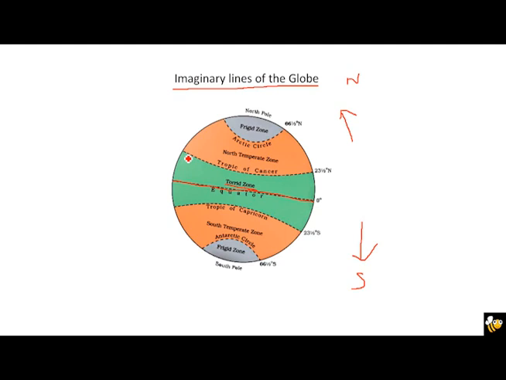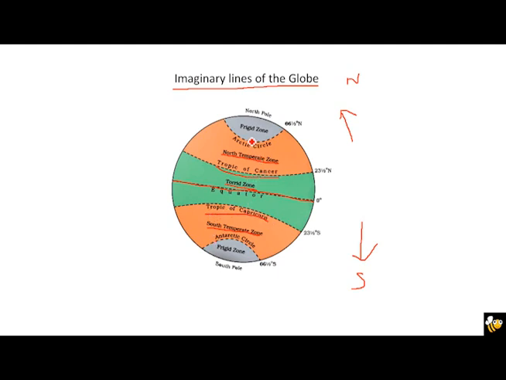After 0 degree, the sun rays go somewhat slanting, and due to this there is some decrease in temperature, and this region between 23.5 and 66.5 degree north and south is known as the temperate zone. It is available in both hemispheres. In the north it is the north temperate zone, and in the south it is the south temperate zone. In the north we have the Tropic of Cancer, and in the south the Tropic of Capricorn.